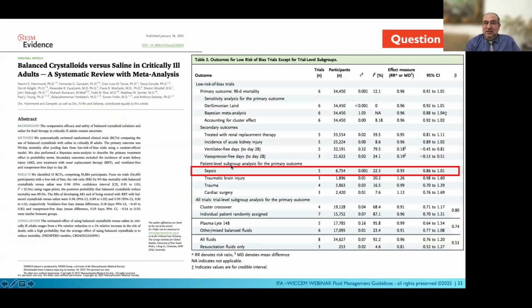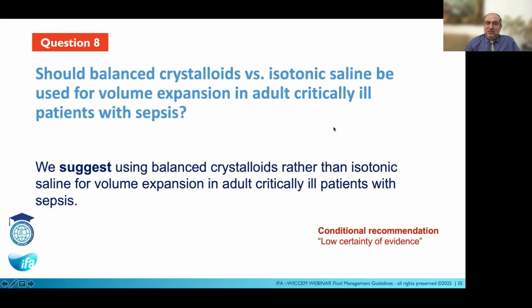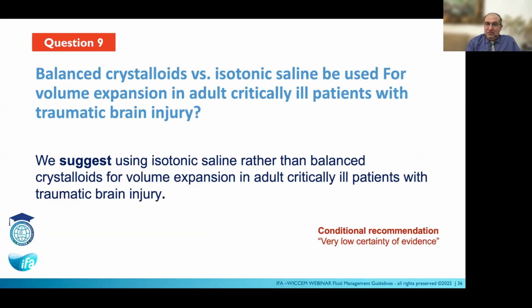This has been tested in these systematic reviews, and the signal is probably in the same direction, even probably more significant, favoring balanced fluids, both in mortality and renal replacement therapy. Based on this, the panel suggested using balanced crystalloids rather than isotonic saline for volume expansion in patients with sepsis.